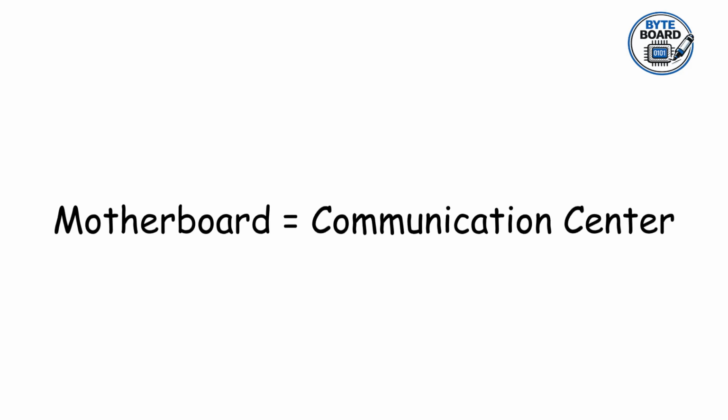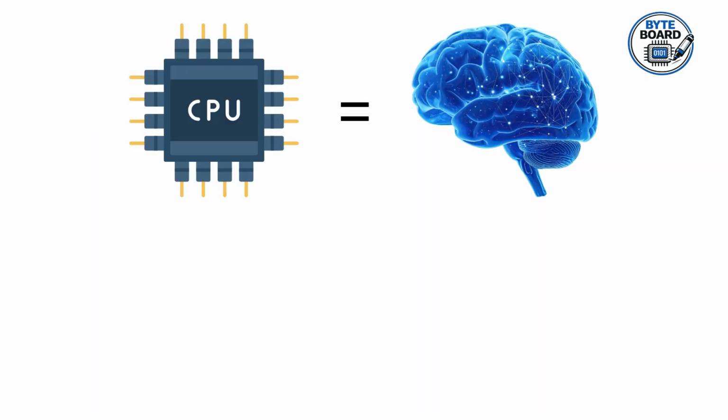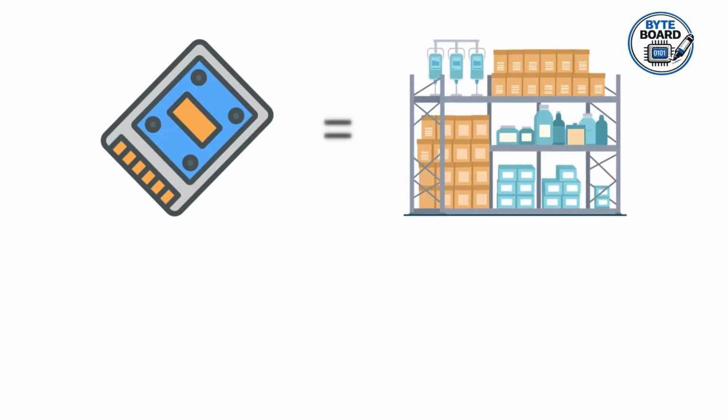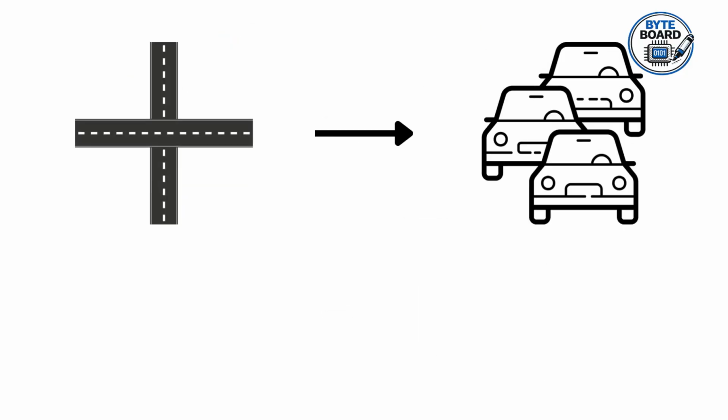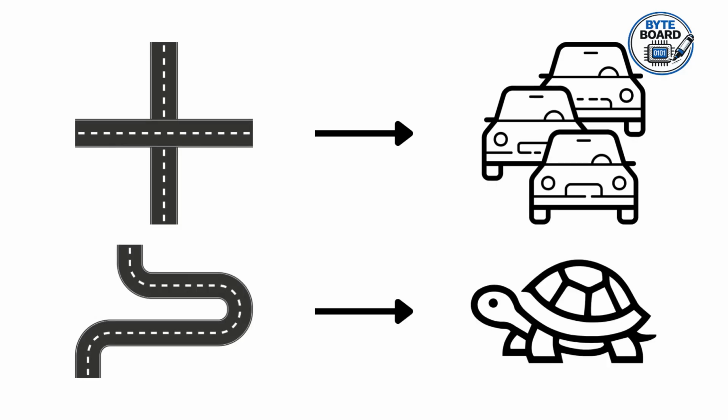Motherboard equals communication center. Think of the motherboard like a city. CPU equals brain, RAM equals workers, storage equals warehouse, and motherboard equals roads connecting everything. If the roads are good, traffic flows smoothly. If the roads are bad, everything slows down.